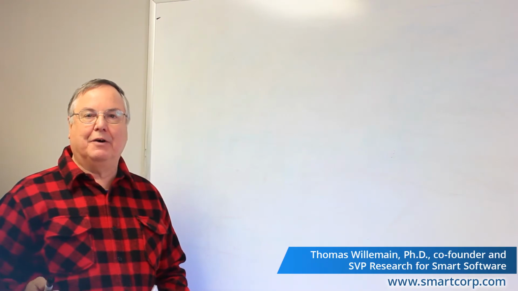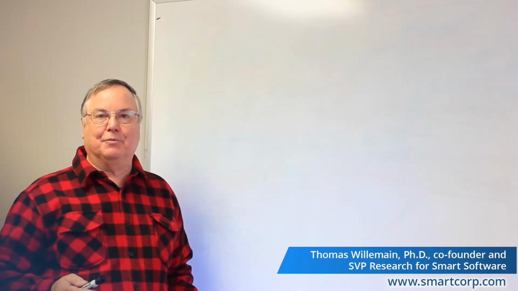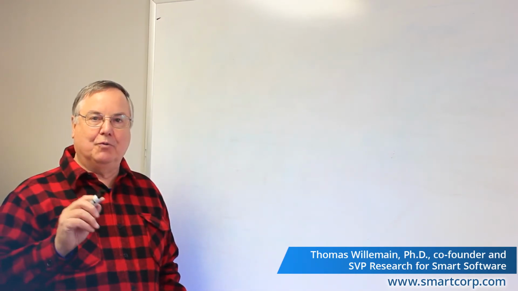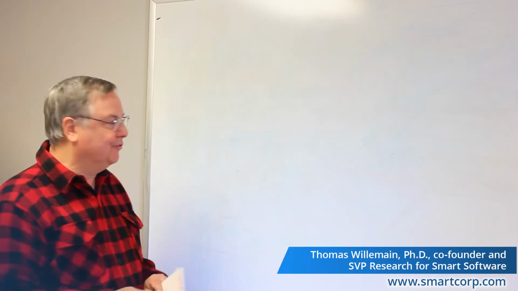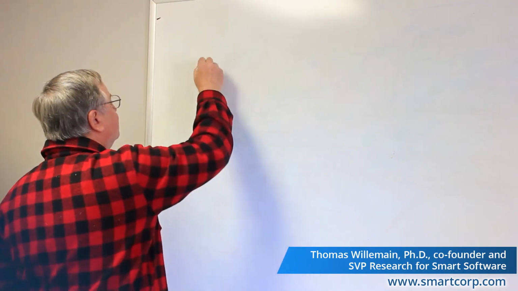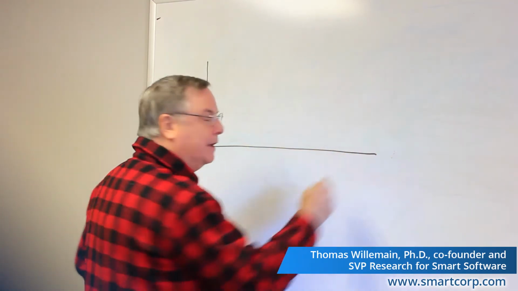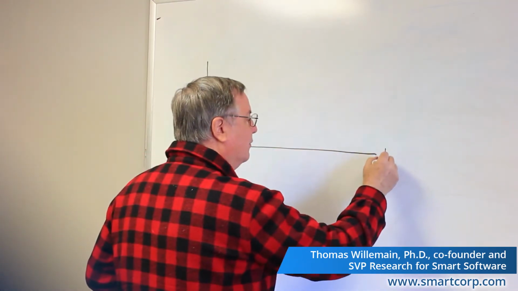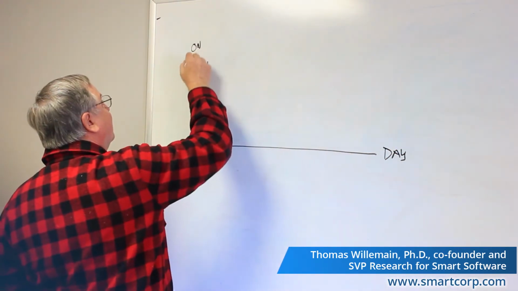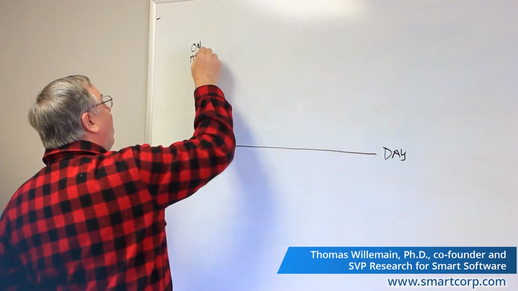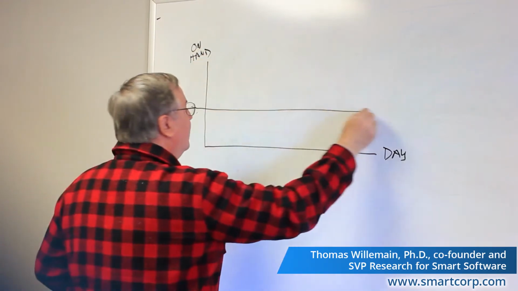So let's think now about the next piece of the agenda, which is deciding when to order and how much to order. And we'll go back to the simplest sawtooth. So we have the time plot. Here is day, and here is the on-hand inventory, and here is the safety stock.